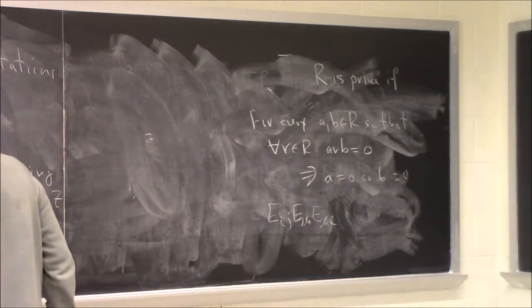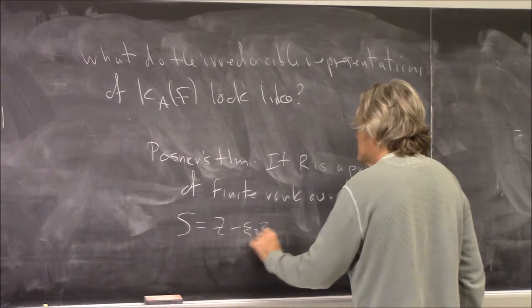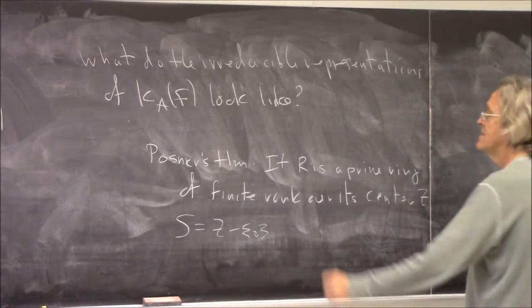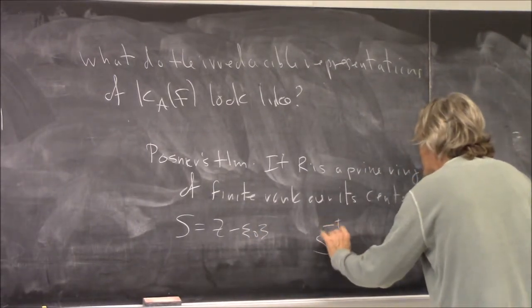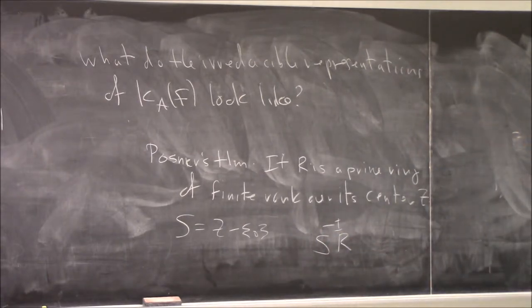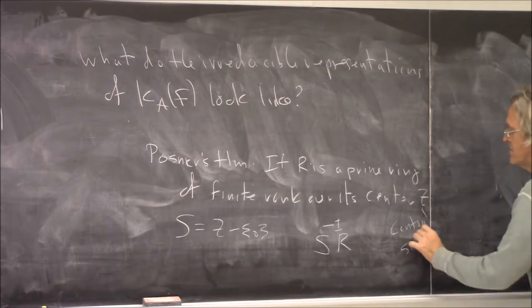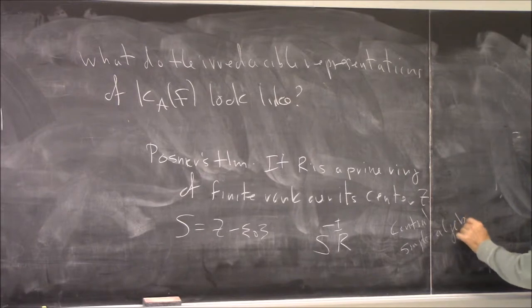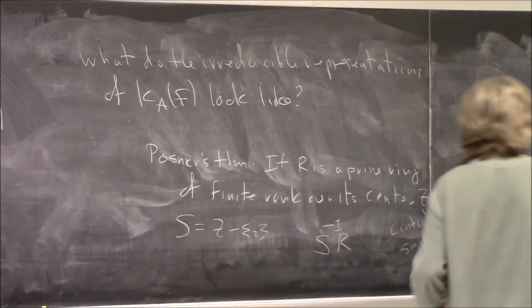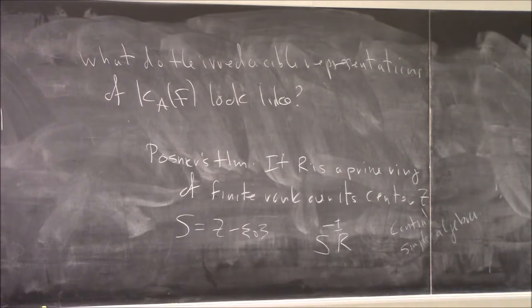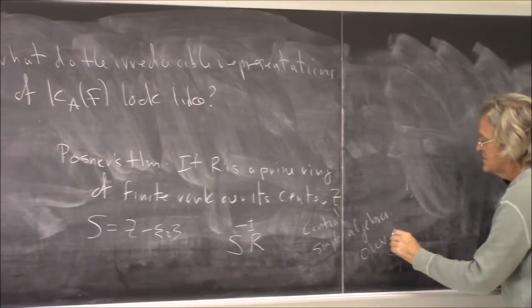Then what you do is you let S be all non-zero elements of the center, and then you form S inverse of R. And this is a central simple algebra, which, you know, probably if prime rings leave you cold, this leaves you cold too. That means over the center, over S inverse of R.